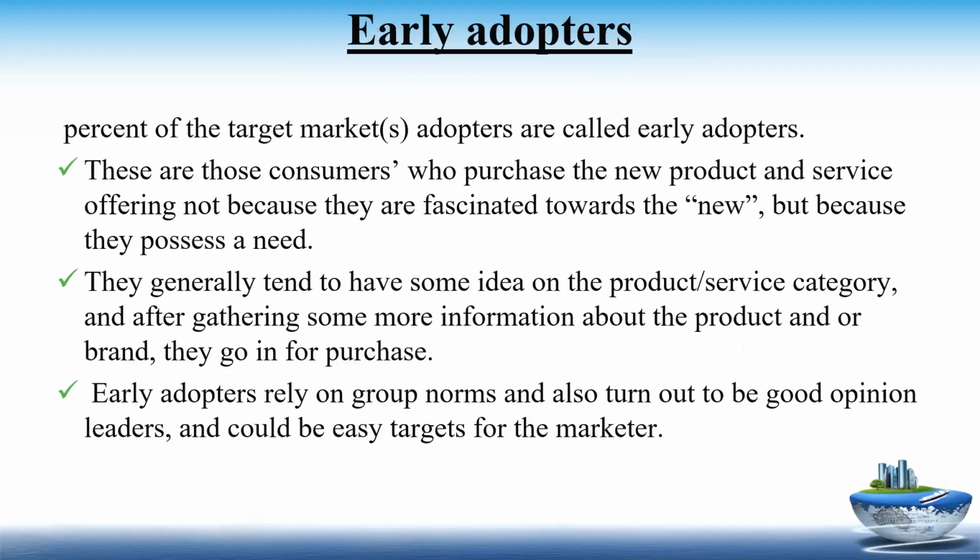So the second category is early adopters. Sorry, the percent has not been mentioned here. 13.5% of the target market are called early adopters. The first one, innovators, were 2.5%, whereas early adopters are 13.5%.